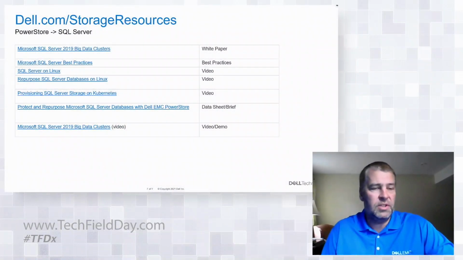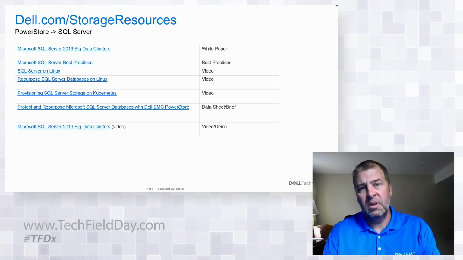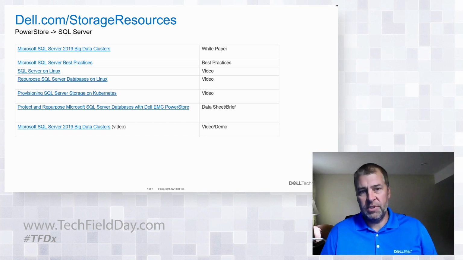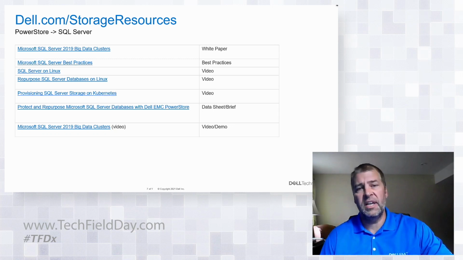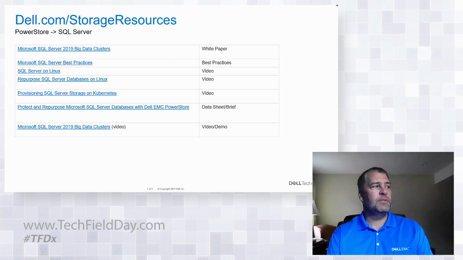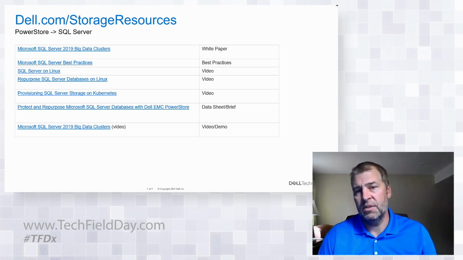So in addition to the white paper that we did on big data clusters on PowerStore X, if you go out to dell.com/storage resources, we have a ton of papers out there for not only PowerStore, but also all the different Dell EMC storage products. So you would go to dell.com/storage resources and then navigate to PowerStore and SQL Server under that. There's stuff on this Kubernetes solution. There's also stuff for PowerStore on just general SQL Server best practices. A lot of other stuff on Linux and containers as well.